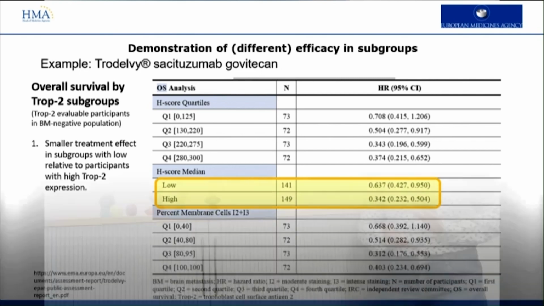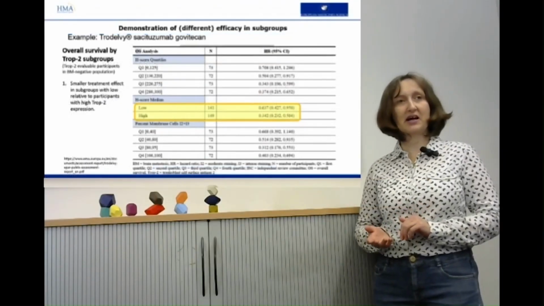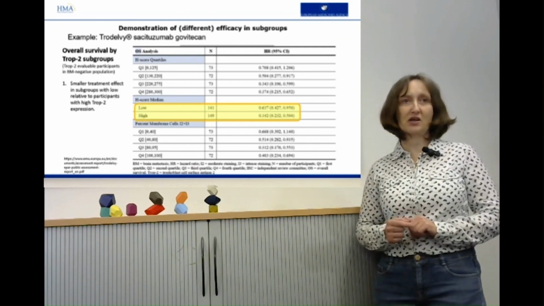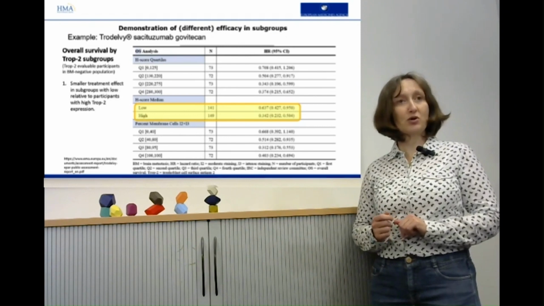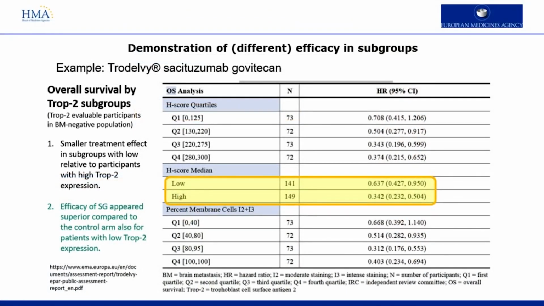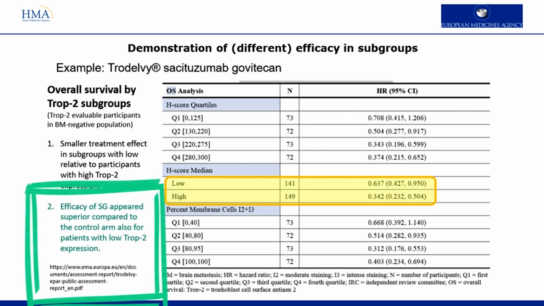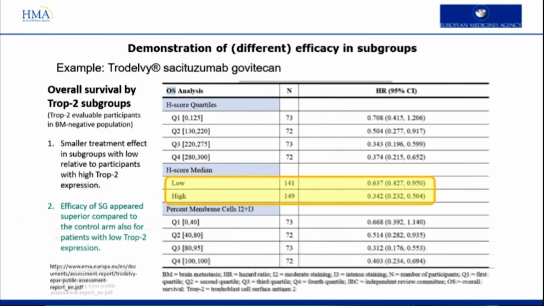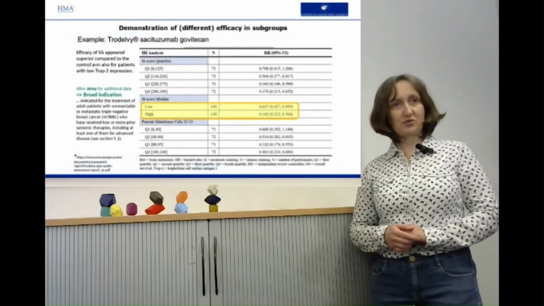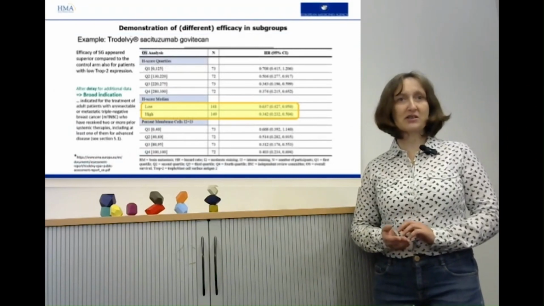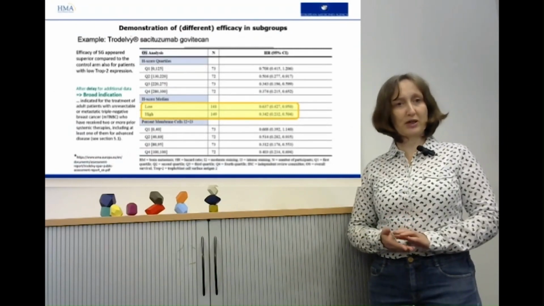Unsurprisingly, the therapeutic effect is significantly higher in patients with high expression of the pharmacological target in their tumors than it is in patients with low expression. The good thing is that even in the patients with low expression, there is apparently efficacy. They do better than the control group. So while this information certainly is of interest, it is not a reason to restrict the indication. It will be left to the individual treatment decision to find the best option for the individual patient.